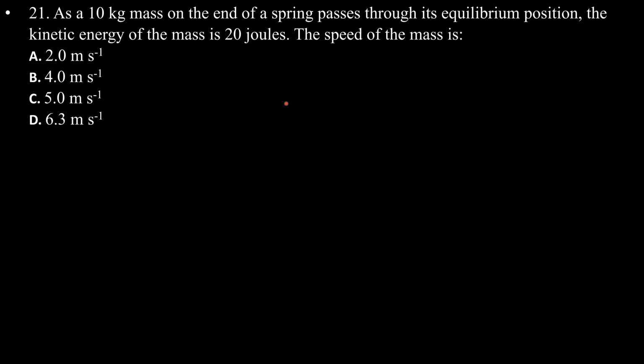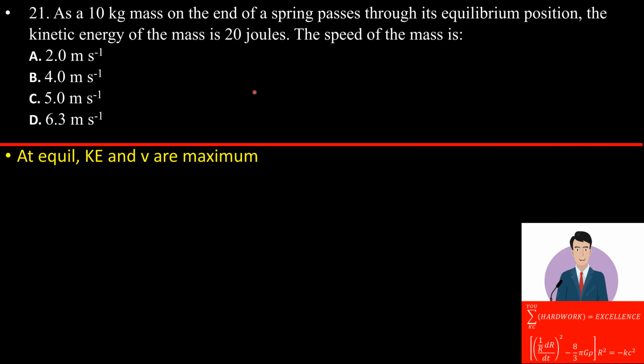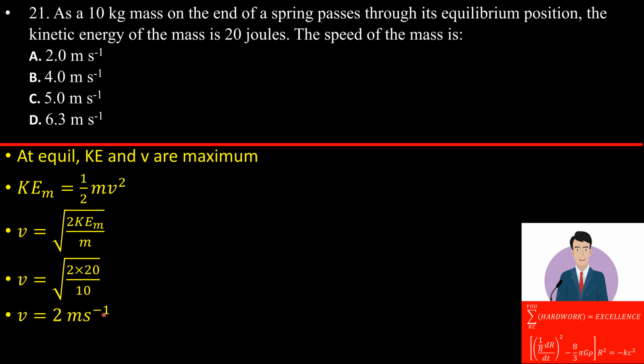K equals half mv squared, because at that equilibrium position the speed is maximum, the kinetic energy is also maximum. So KE and v are both maximum, and so you have KE equal to half mv squared, and you realize that you can make v the subject. When you do that, your v is 2 meters per second, and so our answer is A.